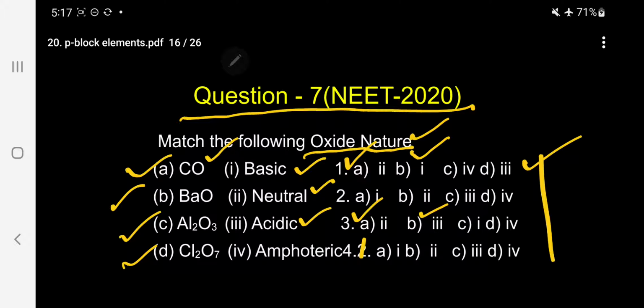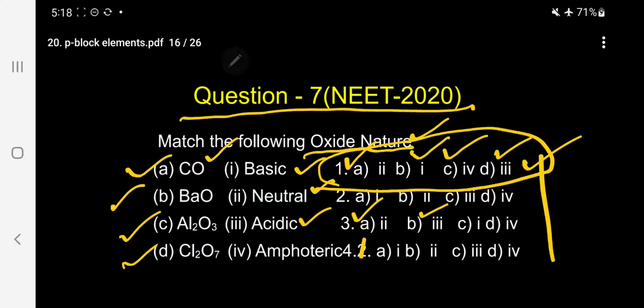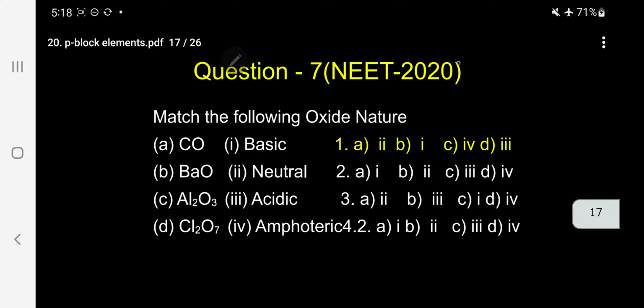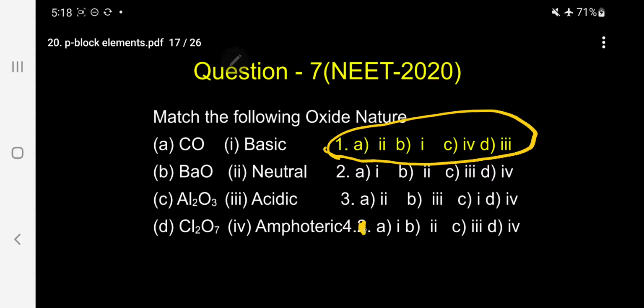Barium oxide is basic. Then Al2O3 is amphoteric, so C4. And Cl2O7 is acidic, so D3. So the correct answer is 1. This is the way you have to approach. Even from the first two conditions we identified the answer, but anyhow, finally we compared all four and came to the conclusion. So the correct answer is option 1. Please follow.